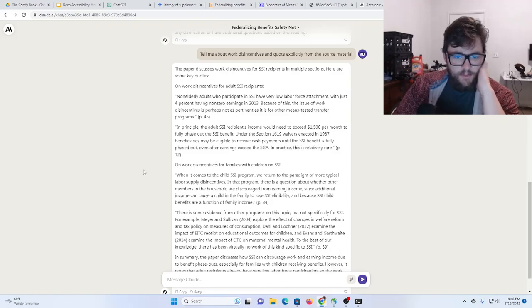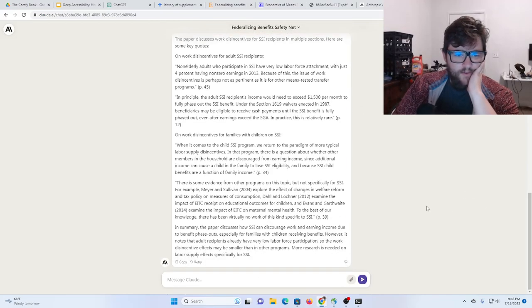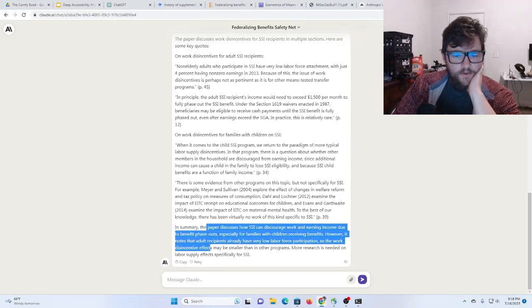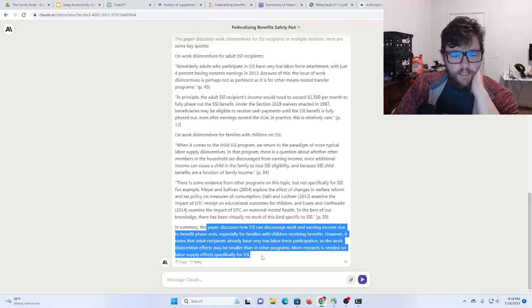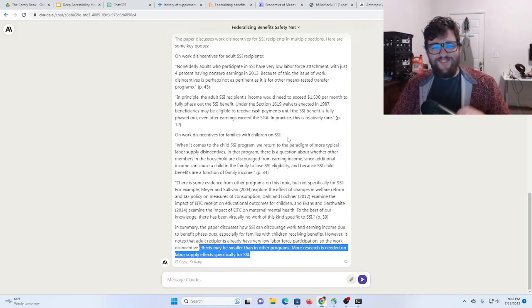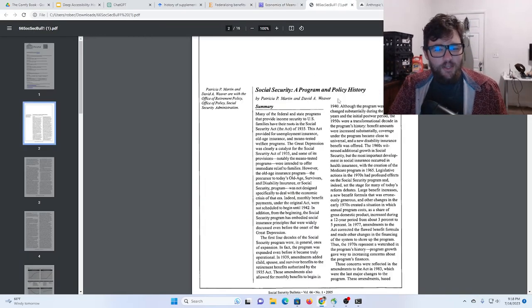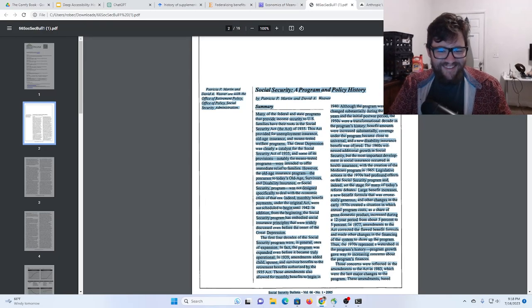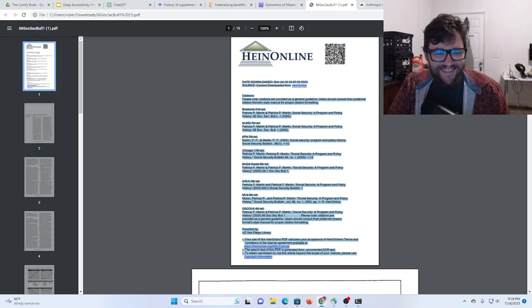Okay, and then it talks about families with children on SSI. And again, this idea of adults being on SSI is sort of the main point with this. All right, in summary, the paper discusses how SSI can discourage work and earned income due to benefit phase-outs, especially for families with children receiving benefits. However, it notes that adult recipients already have very low labor force participation, so the work disincentive effects may be smaller than in other programs. More research is needed, of course. There's always more research that's needed when you write research articles. I have never once not seen that put on there.